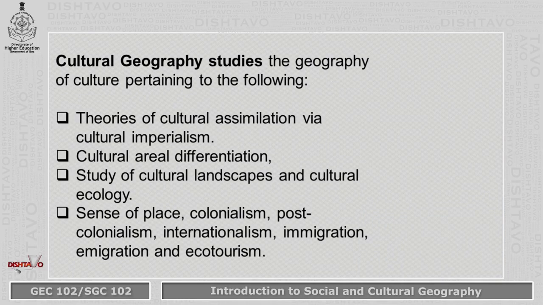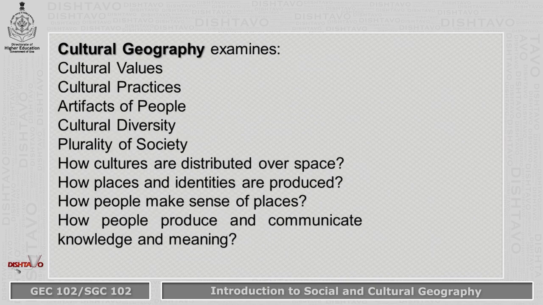The other definition of cultural geography is that it studies the geography of culture pertaining to the following: theories of cultural assimilation via cultural imperialism, cultural areal differentiation, study of cultural landscape and cultural ecology, and sense of place, colonization, colonialism, post-colonization, internationalism, migration, emigration, and ecotourism. It's a very comprehensive definition of cultural geography.